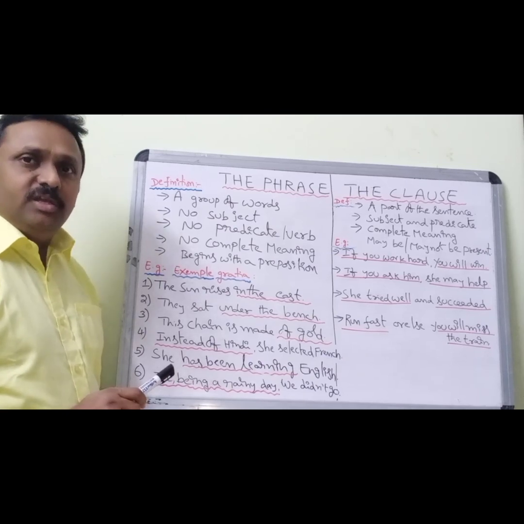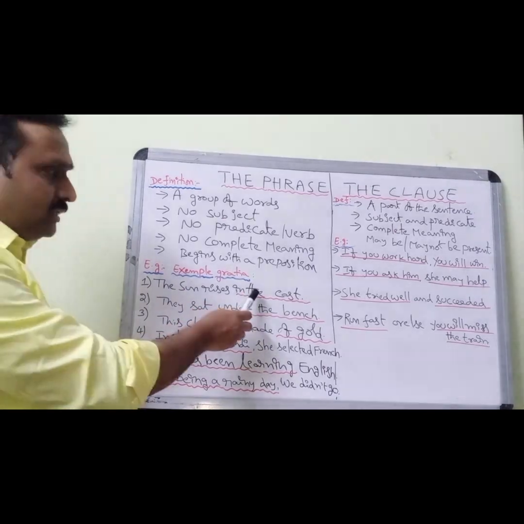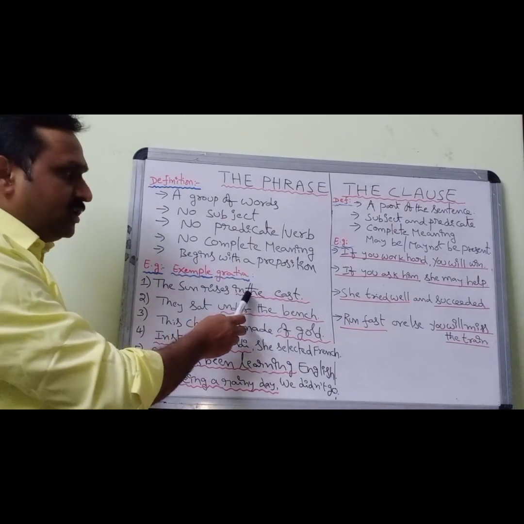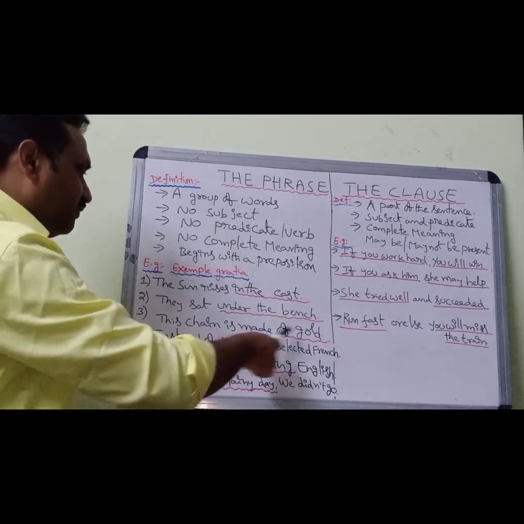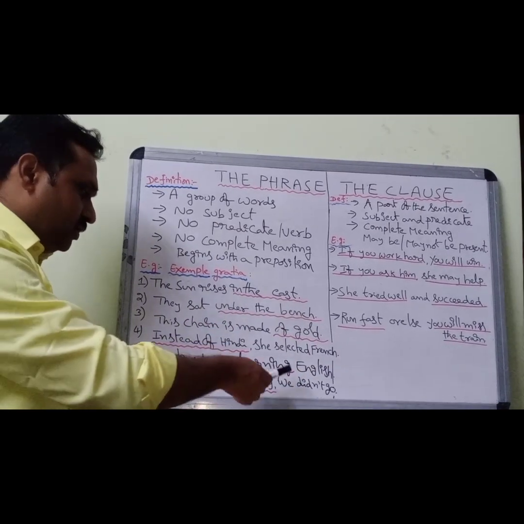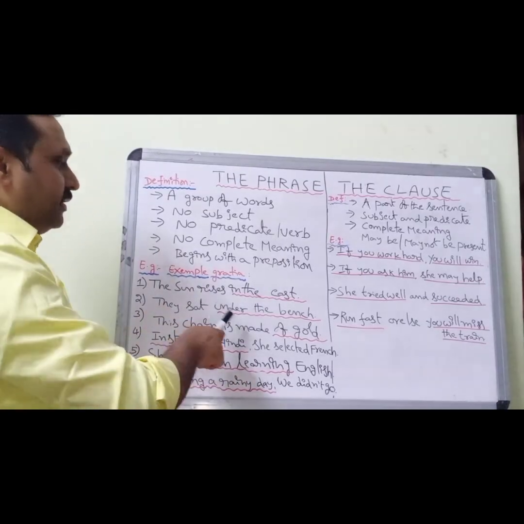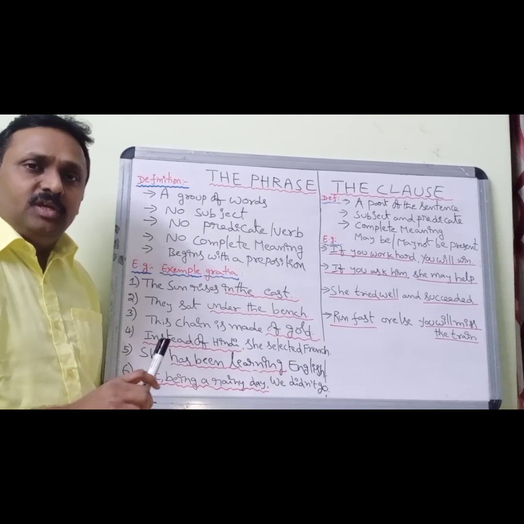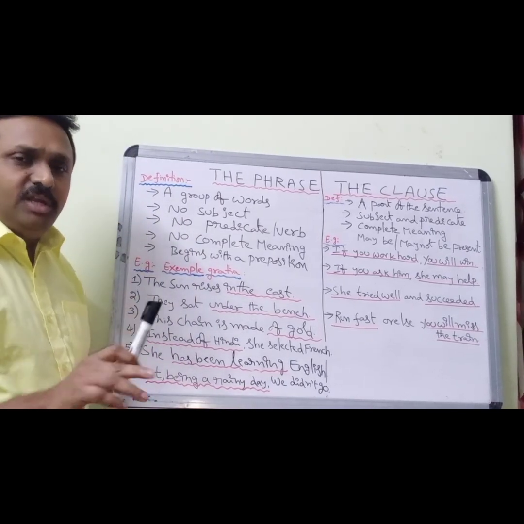A phrase is a group of words. See, in all the examples, in all the underlined parts, all these are groups of words: in the east, under the bench, of gold, instead of Hindi, has been learning, it being a rainy day. In all these underlined parts, there is no subject, there is no verb, there is no complete meaning.